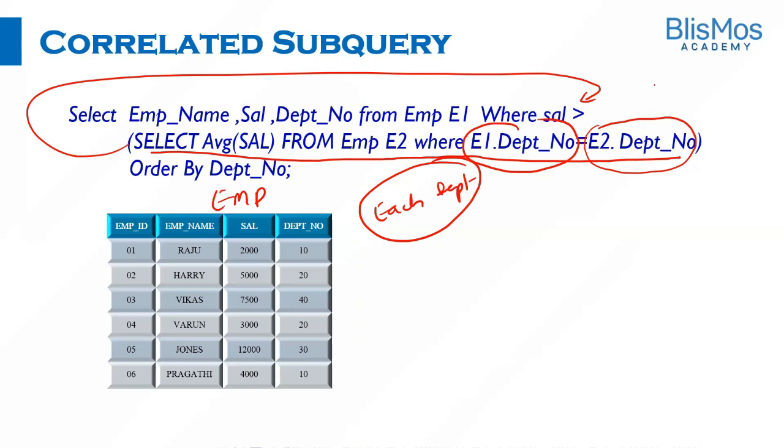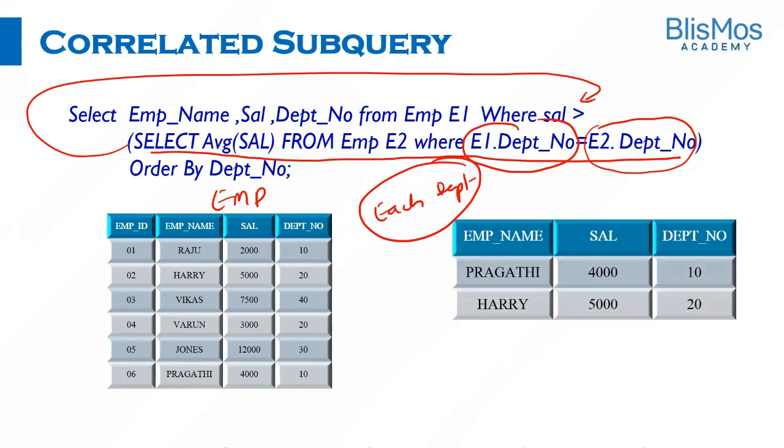It doesn't happen in a way that all of them are computed first, and then the results are funneled to the outer query. It goes iteratively and gives the result as Pragati 4000, Harry 5000. But how are we getting this result? Let us take one example and understand this.